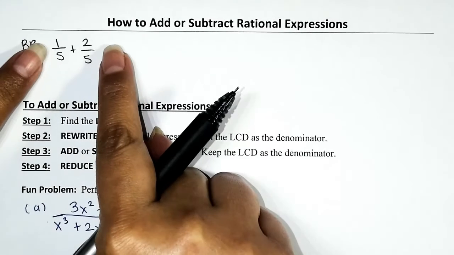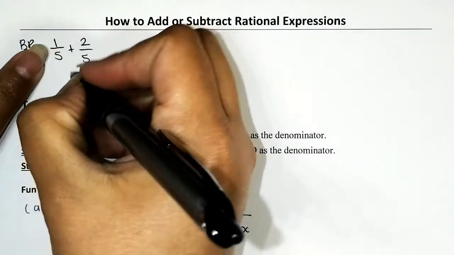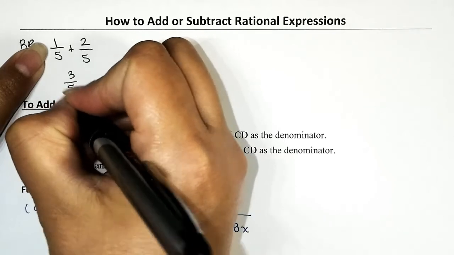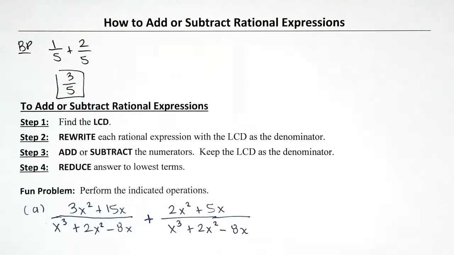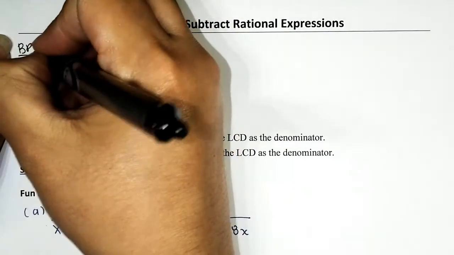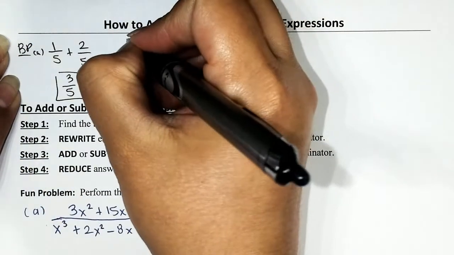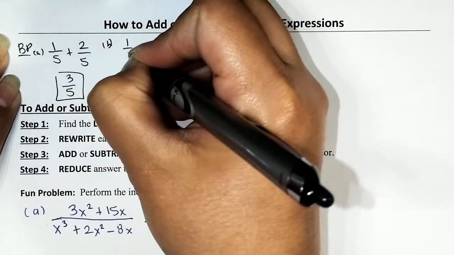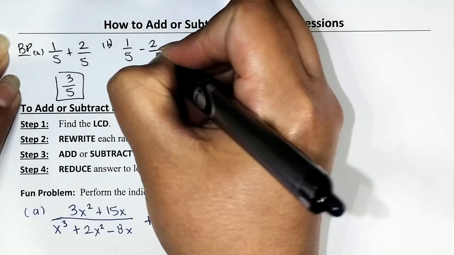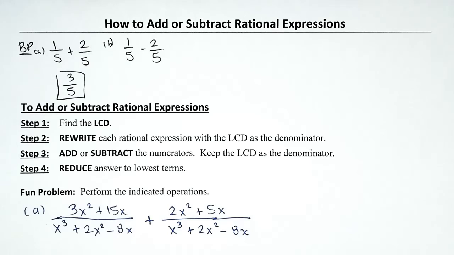So we're going to add the numerators, namely 1 and 2, to make 3, and then write the sum over the common denominator. And then we just ask ourselves, is this problem reduced? And the answer is yes. Now, let's just say we had another problem, say, let's call this B, 1/5 minus 2/5. So I'm looking at this problem and I'm like, okay, do I have the green light to go? And the answer is yes.